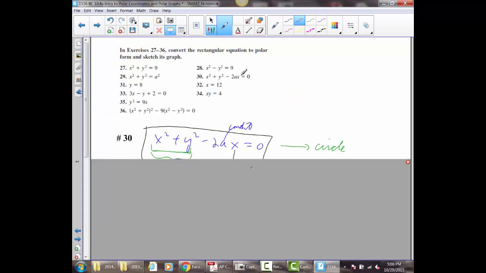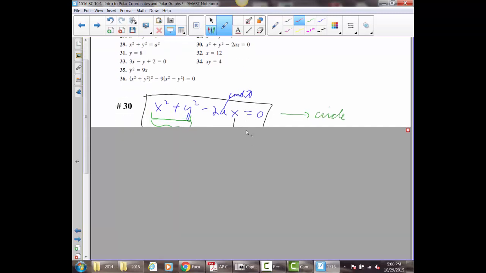So 27 through 36, convert the rectangular equation to polar form. So now we're not going from coordinates to coordinates, we're going from an actual equation to an equation. But basically the rules are more or less the same. So these are all, as you can see, in x and y. They're all rectangular equations, and they're asking you to change them to polar.